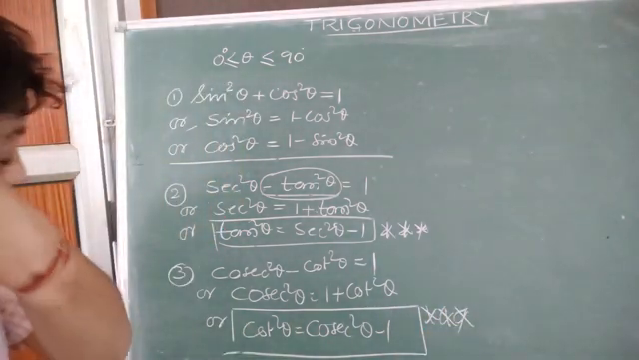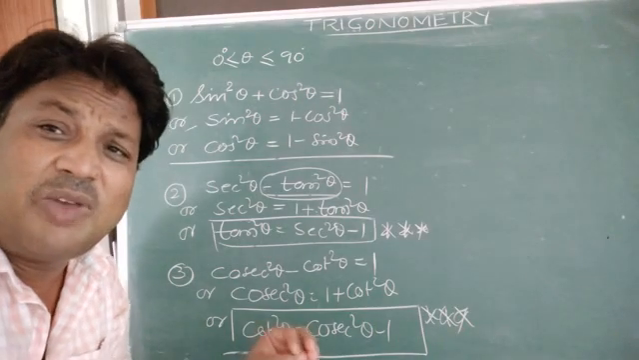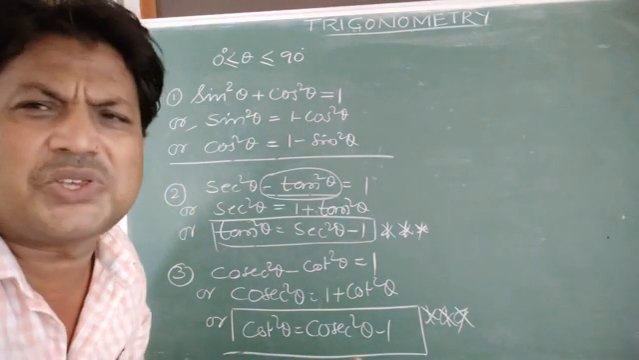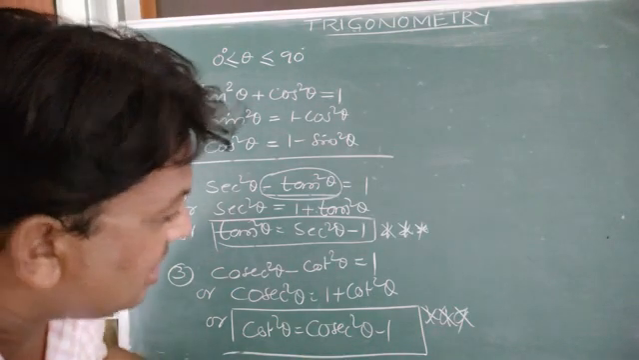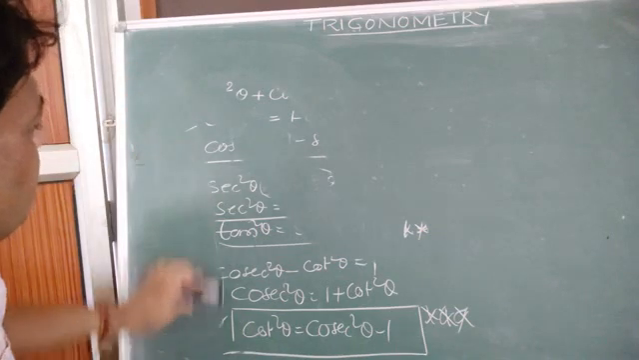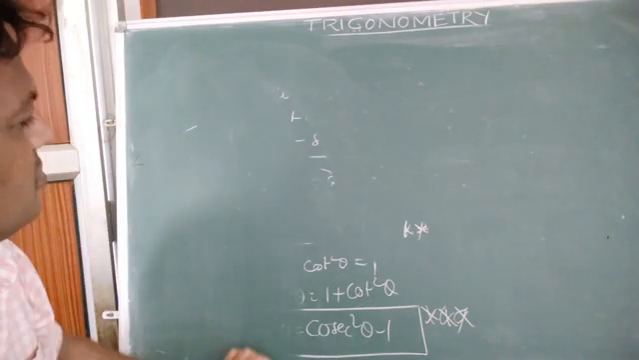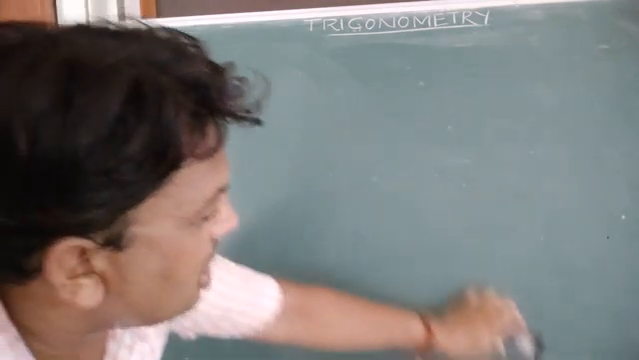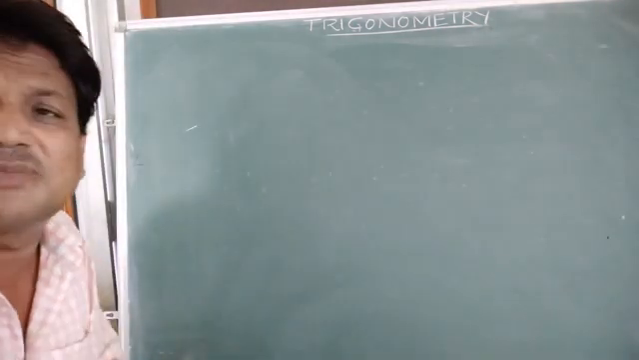Okay, children. On the basis of these three, we can solve many questions, or any questions of this type, children. This is very, very important. So this was the introduction of trigonometric identities. Now let's solve some questions on this basis, children.